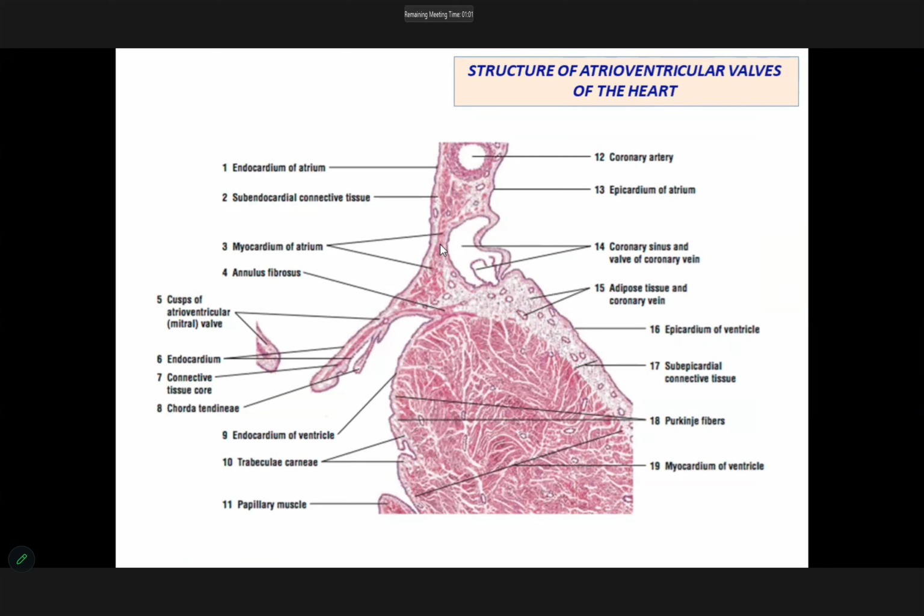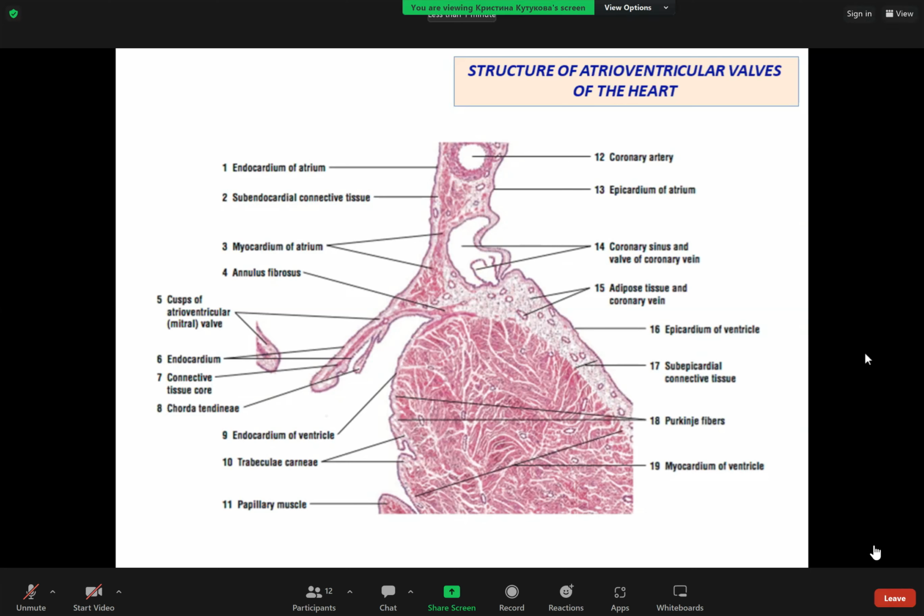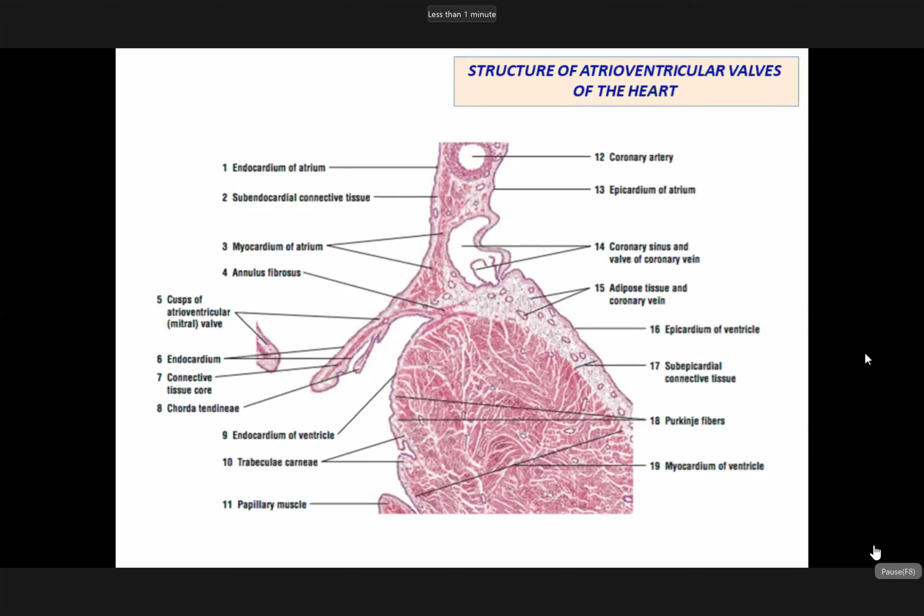So this is the cross section through the wall in the area of the cusp of the valve. This is the cusp of the valve. In the center, we have dense fibrous connective tissue, which is attached to the skeleton of the heart, which is located between the atrium and ventricle. So all the other information will be given you in class.